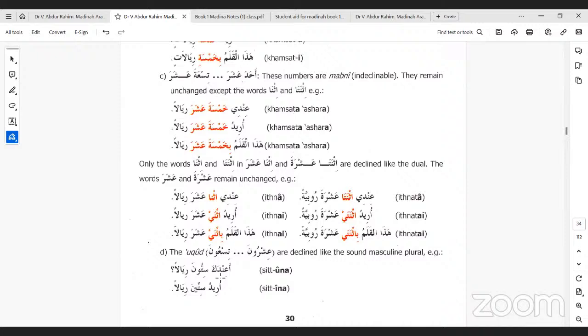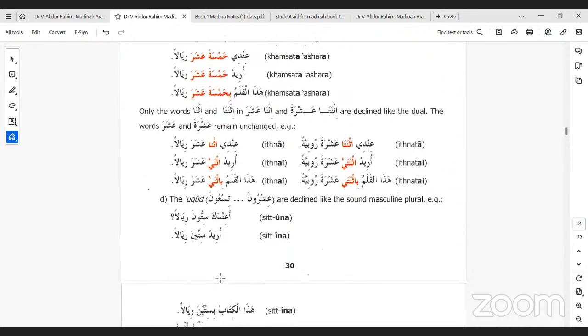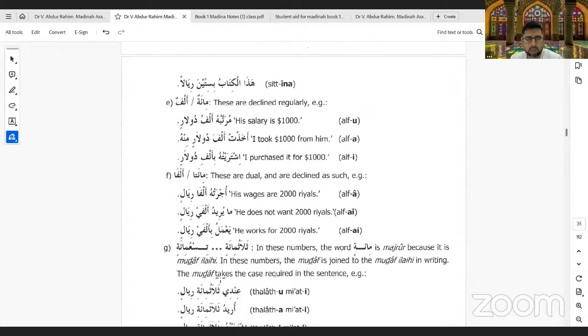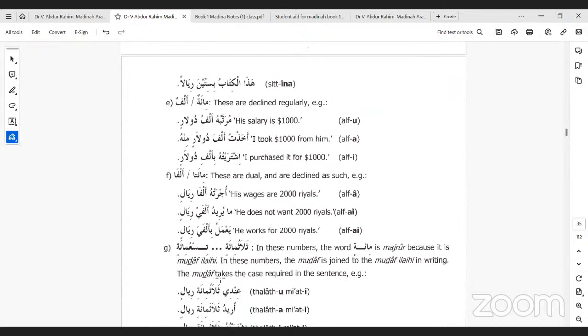And then uqud, ishruna and tisuna decline like the sound masculine plural. So indaka sittuna riyalan. Uridu sittina riyalan. Hazal kitabu bi sittina riyalan. Go ahead. Miyatun, alfun. These are declined regularly.